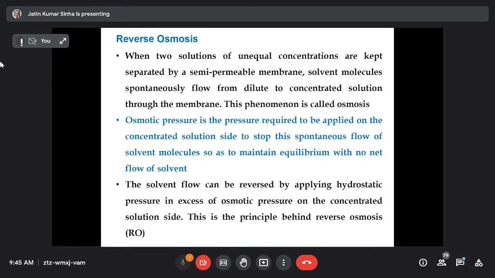The final process is the reverse osmosis process. So before I discuss the reverse osmosis process, first we want to know what is osmosis. What do you understand by osmosis?